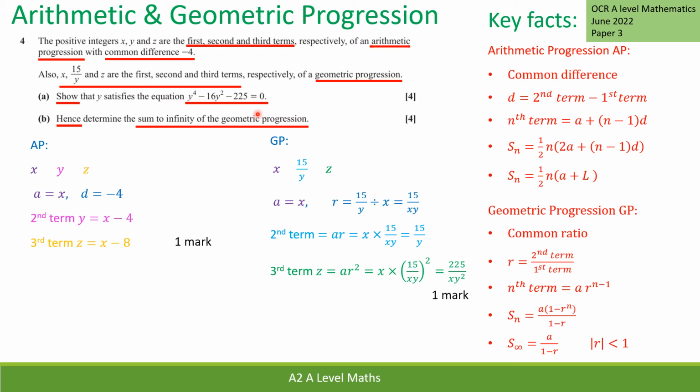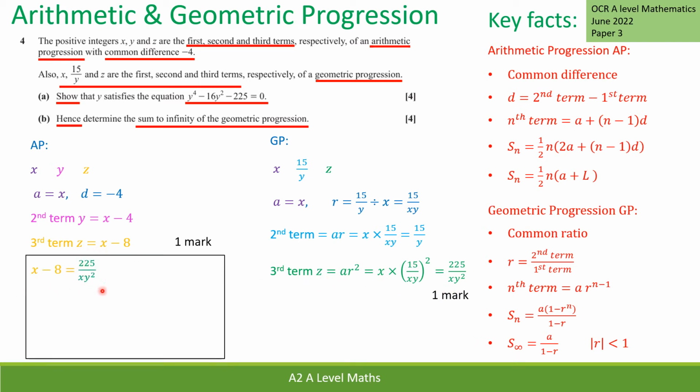So we're now going to look at what we've got. The first terms are obviously the same, and the third terms are obviously the same because they've got exactly the same letters. The first terms are just x, so there's nothing to do there. Putting x equal to x, well, it doesn't tell us anything. So we're going to look at the third term. The third term is x minus 8, and the third term here, z, is 225 over xy squared. So these two terms are going to be equal to each other because they are both equal to z.